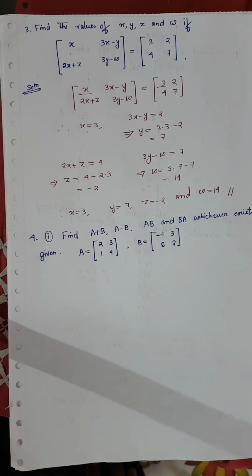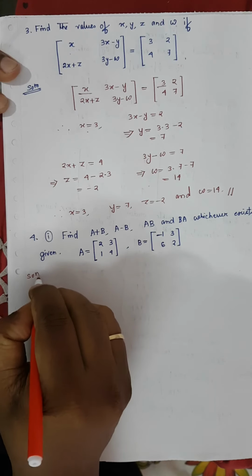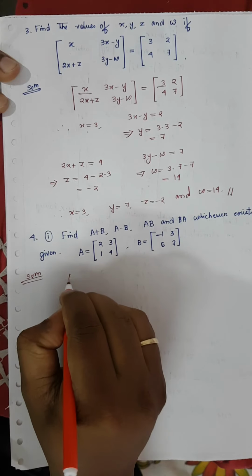Now fourth question is find A plus B, A minus B, AB and BA whichever exists. See, these matrices A and B are of same order, they are having order 2 by 2. So A plus B, A minus B both will exist. Similarly, AB and BA both will exist. So let's find out A plus B.